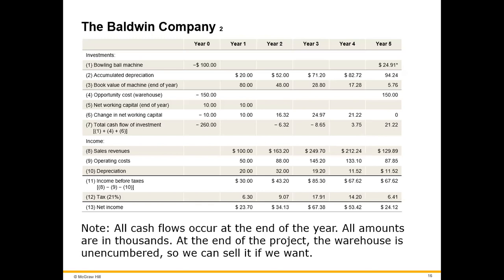In the final year, the accumulated depreciation is now at 94.24, which means the book value would be 100,000 minus $94,240, or a book value of $5,760. Now, what is that little asterisk up at the top? Well, what are we going to get in year 5 for that bowling ball machine? $30,000 cash.